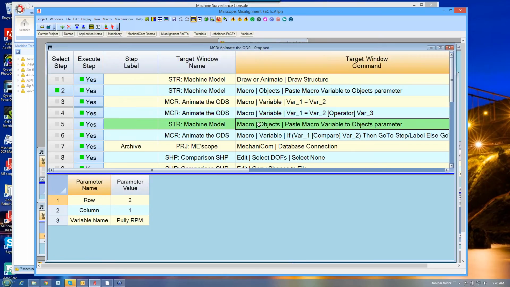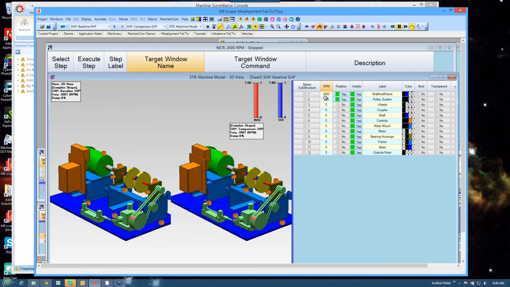RPM. And then that gets pasted into row 2, column 1, and the pulley RPM is going to get pasted in there, and that goes into the machine model. So that is what we're looking at here. Those two numbers are getting pasted in there. So I can edit things in various spreadsheets in Emiscope using commands like this. This is part of the macro programming so that we can manipulate data this way.